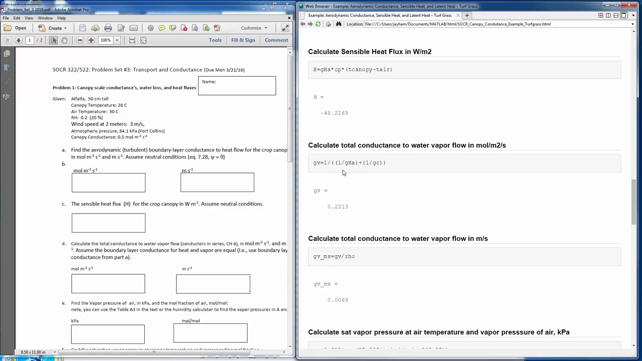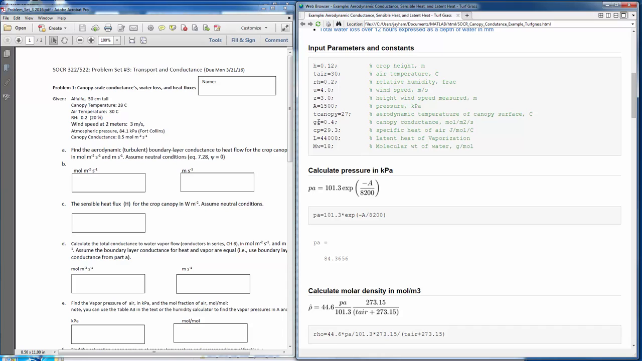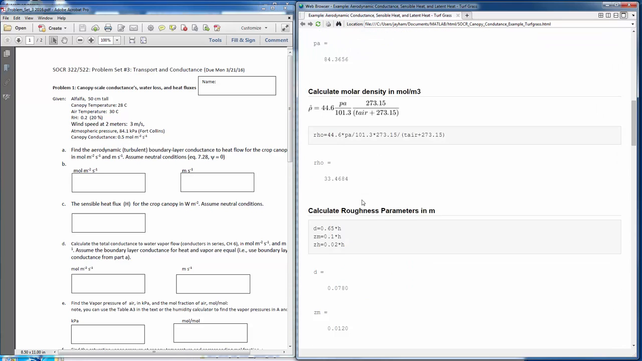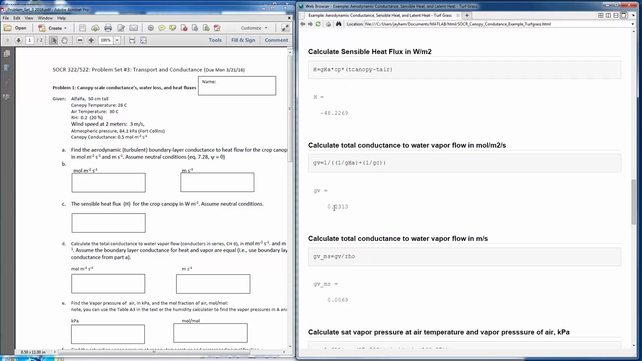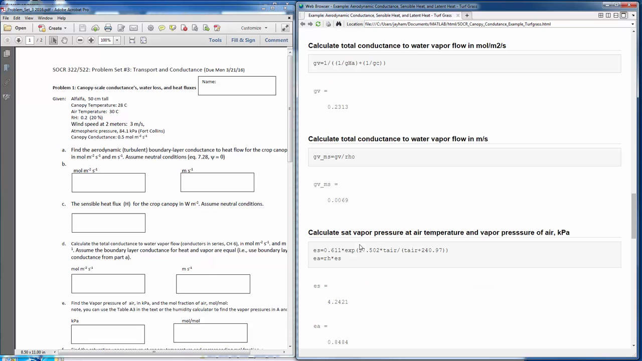This was out of chapter 6 in the textbook. And we need both the conductance for heat, aerodynamic conductance that we just calculated, and we also need the canopy conductance, the effect of the stomates. That was a given up here, 0.4. It's also given in your problem. So we plug that in there and we get 0.23 basically moles per meter squared per second. Again, we can convert that to meters per second just by dividing by molar density. So that's how you would do it.